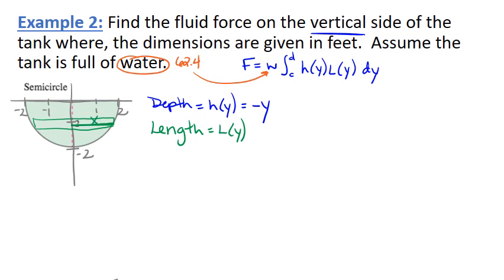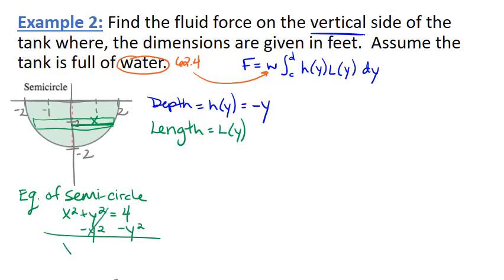Okay, so if I want to find the equation of a semicircle, you can start off with the equation of a circle, which is x squared plus y squared is equal to 4 because my radius is 2. I know that everything needs to be in terms of y, so I need to get x squared by itself and eventually x by itself. So if I have x squared is equal to 4 minus y squared, then I can take the square root of that. So x is equal to plus or minus the square root of 4 minus y squared.